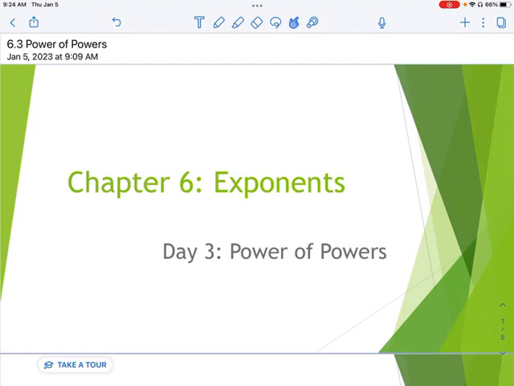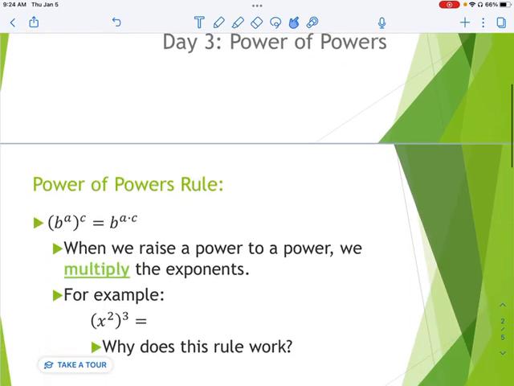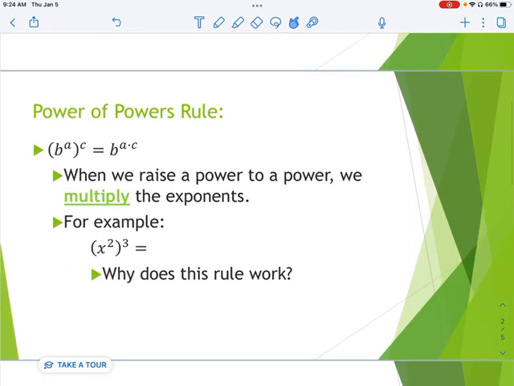All right, today is day 3. We're going to be talking about the power of power rules. So what this means is we are taking a power, a base with an exponent, and raising it to an exponent. So the rule simply says if I take the base b, raise it to the exponent of a, and then raise that to the exponent of c, that I am going to multiply those exponents. So when we raise a power to a power, we multiply the exponents.